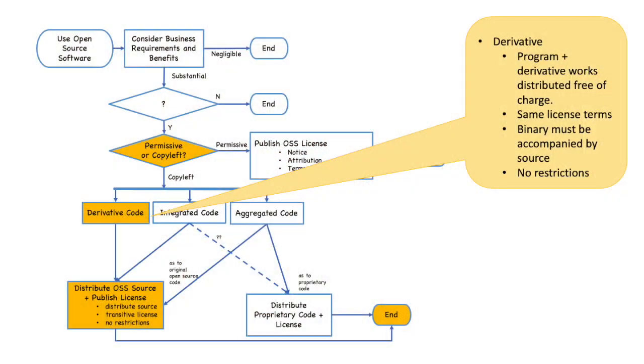Derivative code is OSS code together with any modifications you have made to it. Distribution of derivative code must be free of charge and accompanied by the source code. The author's license terms cannot be changed and will be passed on to your downstream recipient. You cannot impose any restrictions on the exercise of the license that you convey to the downstream recipient. For example, you're not permitted to forbid the downstream recipient from modifying the code or from making copies or distributing it.